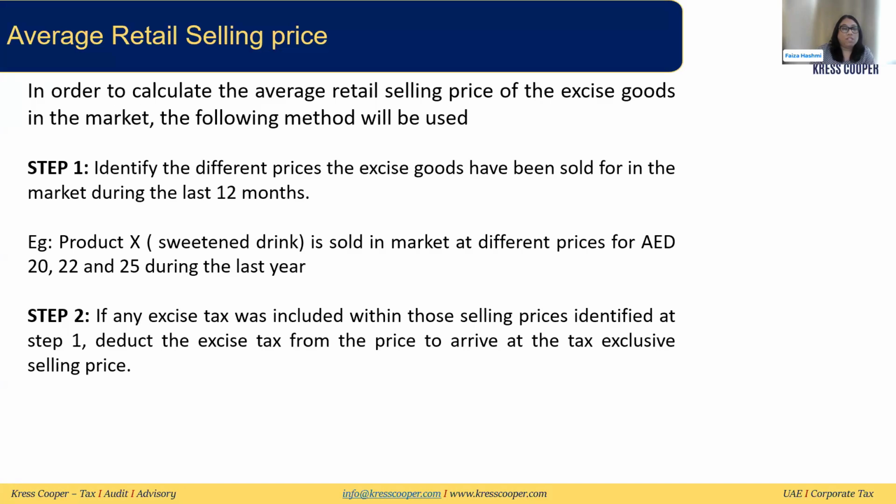Now, step two is that we need to exclude any excise tax from this price. For the sake of simplicity, let's assume that these prices do not have the excise tax at the moment. So we'll take these as the prices without the excise tax. But if the excise tax was included in these prices, it needs to be excluded, so that we can arrive at the tax exclusive selling price.